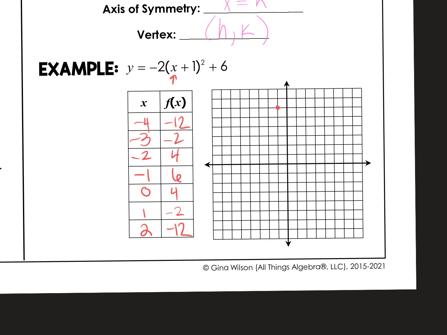So is this one going to open up or down? Down. How'd you know that? Because there's a -2. There is a negative in front. Yes, which is part of the -2. So then -2, 4. And good enough, because the other one's going to be way down there.